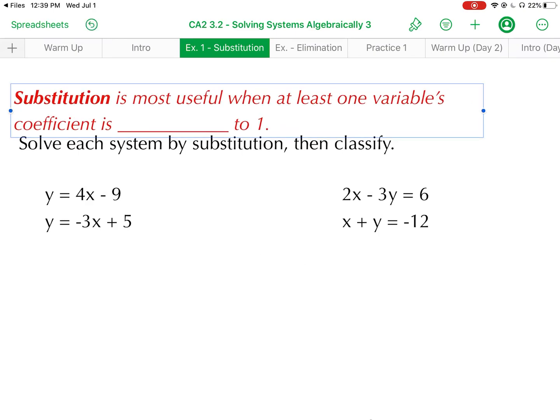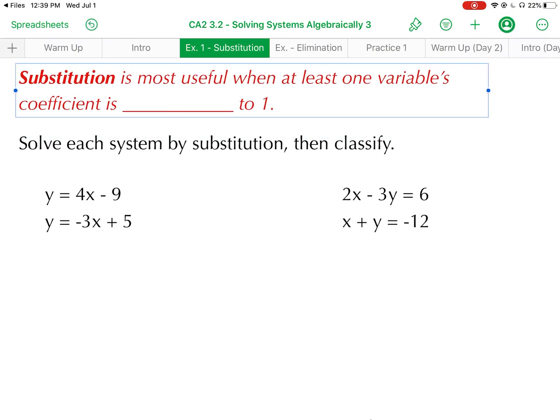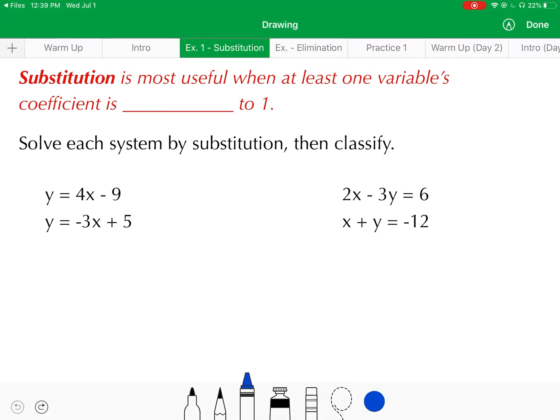What I need you to understand is that substitution is a method most useful when at least one variable's coefficient in your system is equal to 1, okay? So let's run through a couple examples using this method, all right?